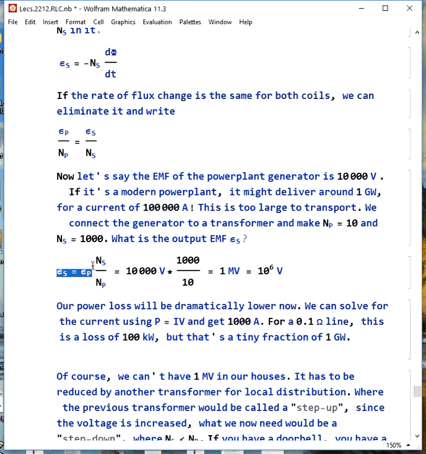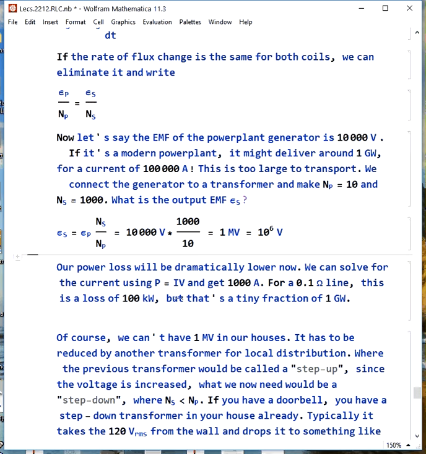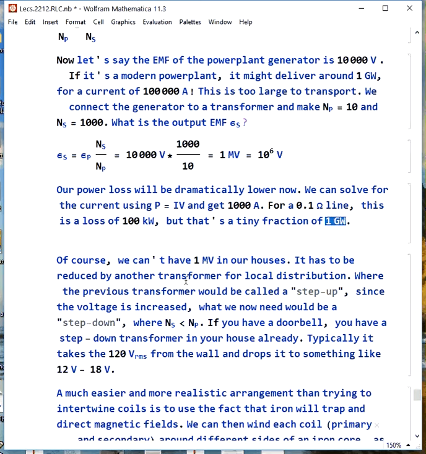We solve for this ES. We get 1,000,000 volts. Now, our power loss is going to be much lower. Our current will be only 1,000 amps instead of 100,000 amps. If our line is still 0.1 ohms, we know that means we're going to lose 100 kilowatts, but 100 kilowatts is a tiny fraction of 1,000,000,000 watts, so it wouldn't be a big deal.